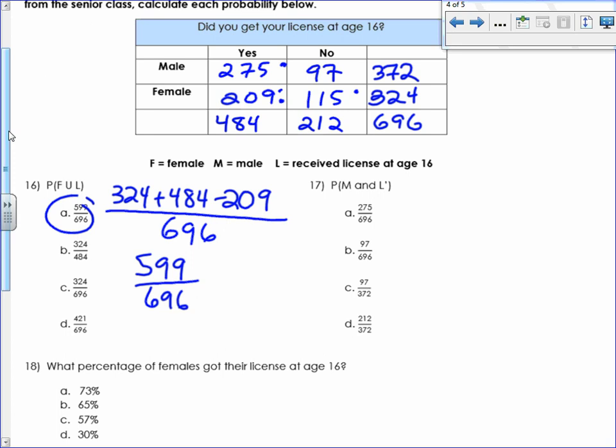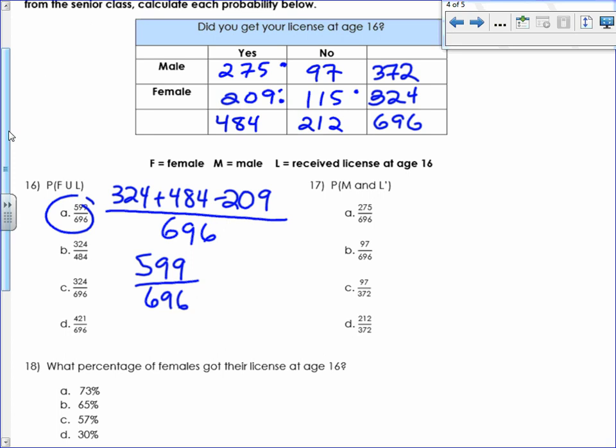The probability that a person selected is a female or a person that has a license. So that's an or. So you're going to use the addition rule. And if there's any overlap, you have to subtract them. If there's no overlap, you don't have to subtract.